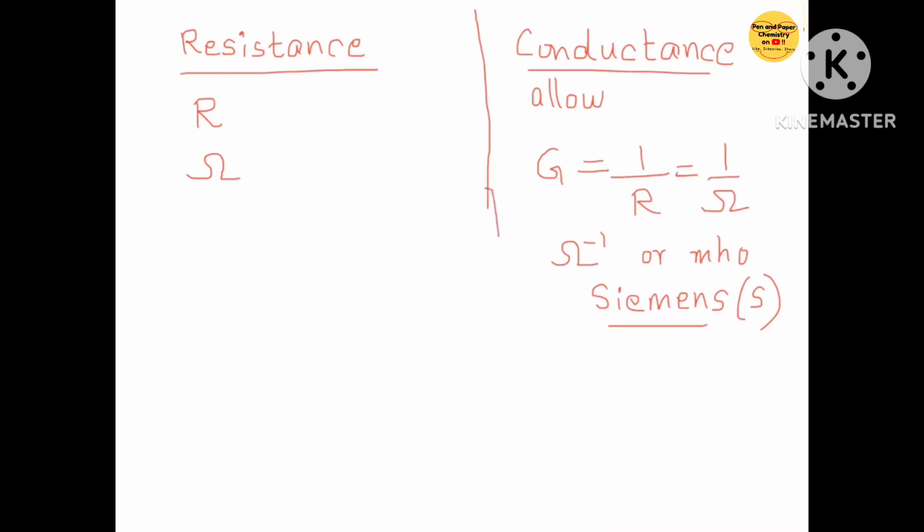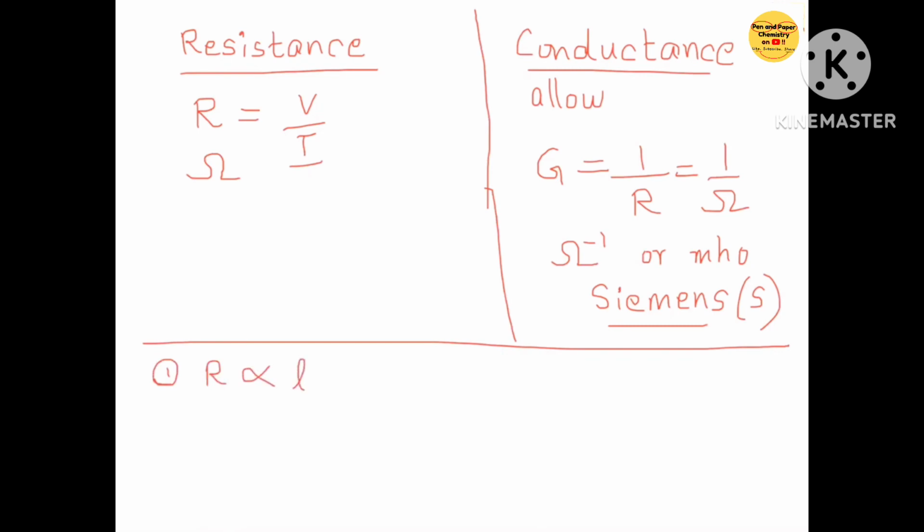Let us further study what are the factors on which the resistance of a conductor depends. Can you recall from your knowledge of class 10th as to what are the factors affecting resistance? Yes, very good. First, resistance is directly proportional to the length of the conductor.